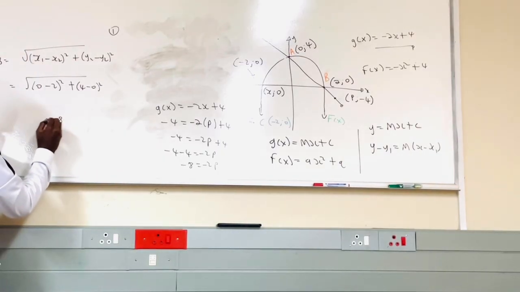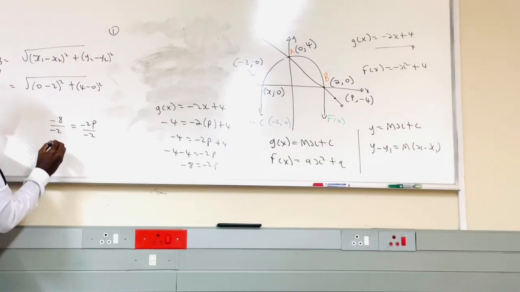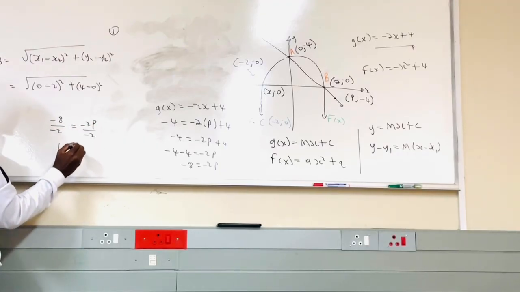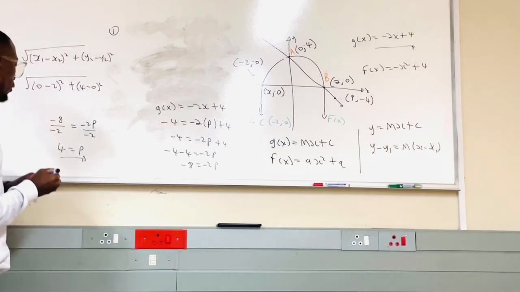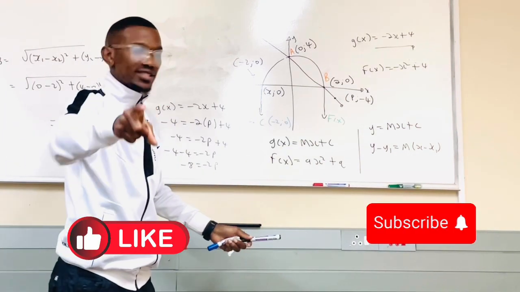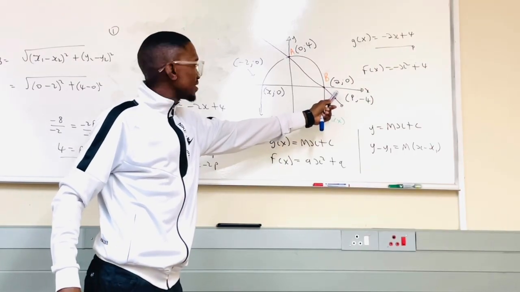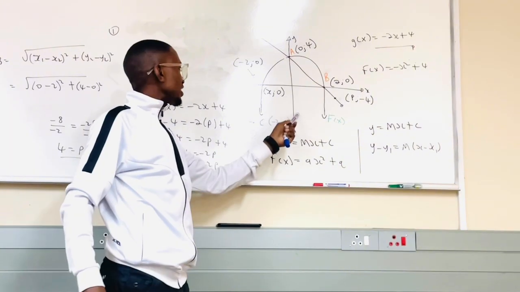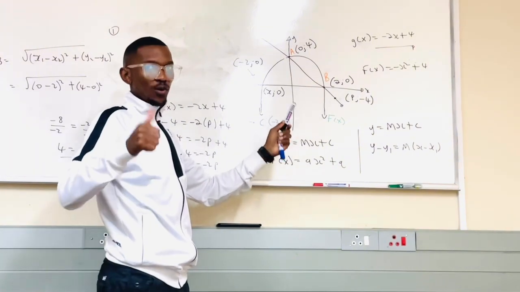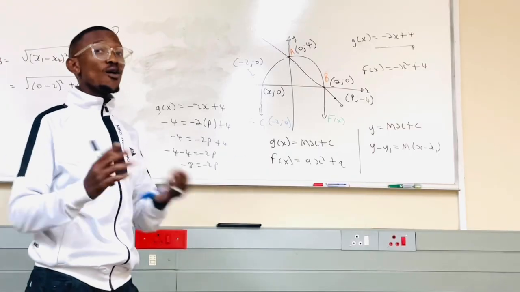So I'm going to say minus 8 divided by minus 2, minus 2P divided by minus 2. Then we're going to end up having 4 equals P. So it means that the value of P is 4. The value of P here is 4, which must make sense. Look, P is on the positive x-axis, and then the y is on the negative y-axis, so which is correct. That's how you can also check to confirm whether you are wrong or you are right.